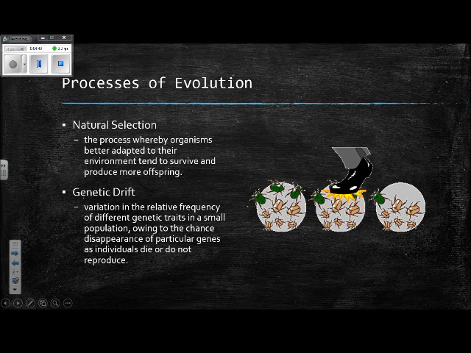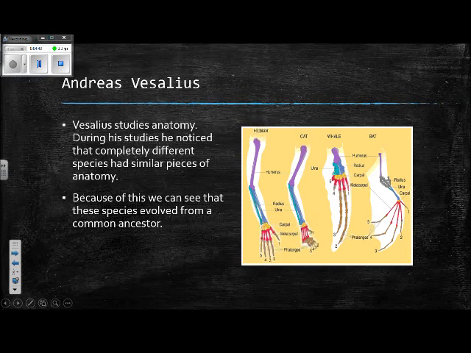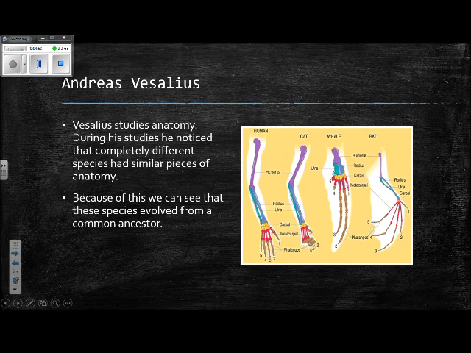All right, so some scientists that were important to this. Andreas Vesalius. I think we've talked about Vesalius before. He studied anatomy. During his studies, he noticed that completely different species had similar pieces of anatomy. Because of this, we can see that these species evolved from a common ancestor.